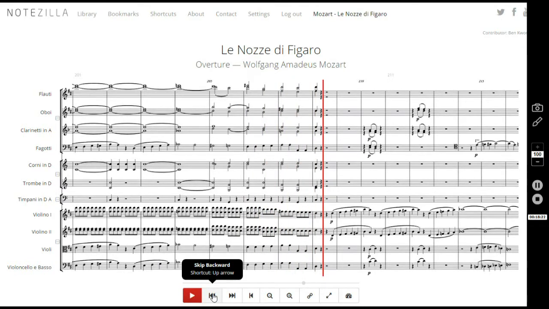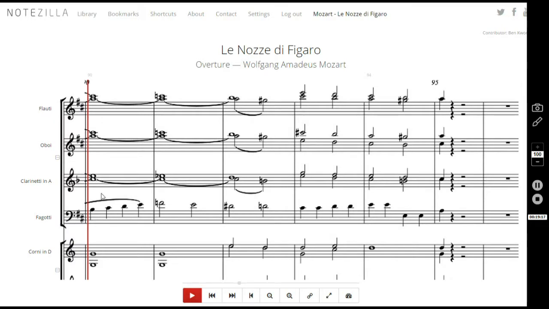And I'm going to zoom in and show you the flute line. All right, here we are, and we have the flute line on the very top staff. Let's listen to this little section.